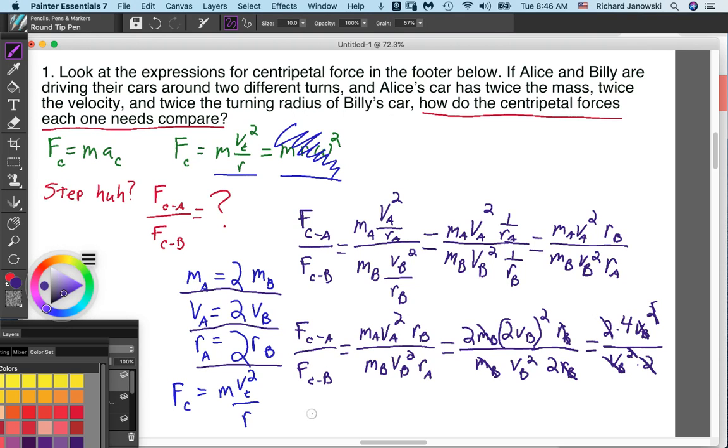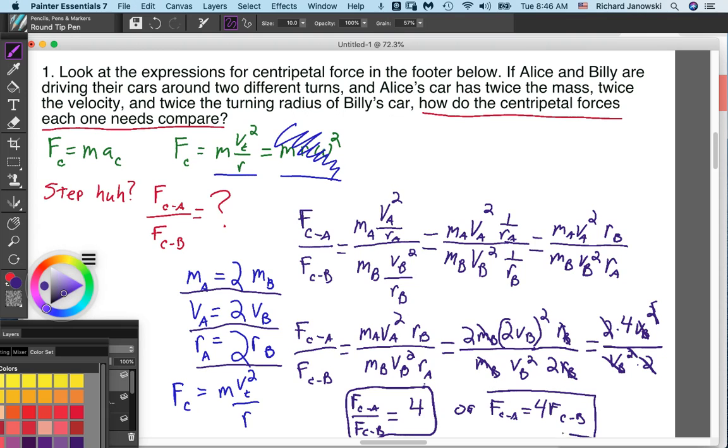So if I had done all this stuff correctly, I should end up with this idea. FCA over FCB, can I squeeze this in here? Just barely. Over FCB is equal to 4. So that's one way of writing your answer. The other way of writing your answer, or you can write this as F sub CA is equal to 4 times F sub CB.